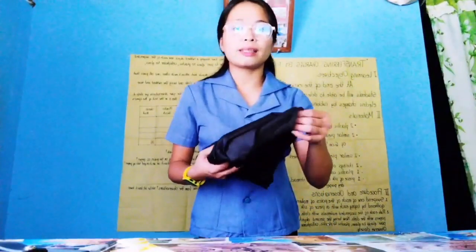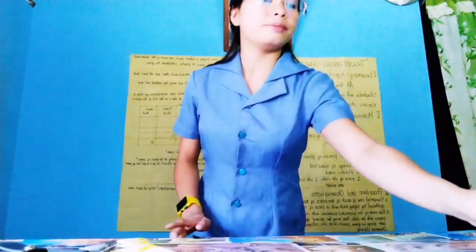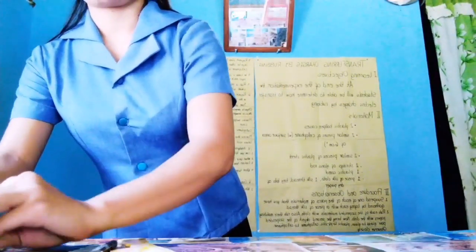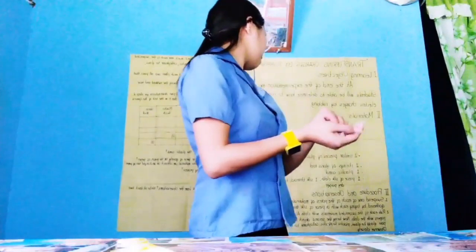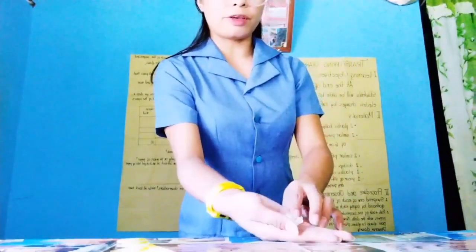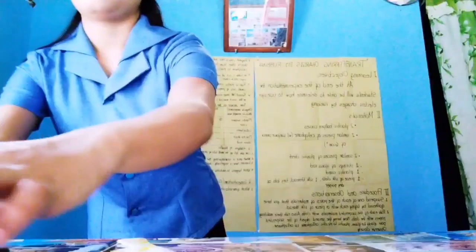Class, it should be silk. Okay. Next is 1 silk thread. Next is tiny bits of dry paper. Before we proceed, we should first determine our procedure and observations for your activity.